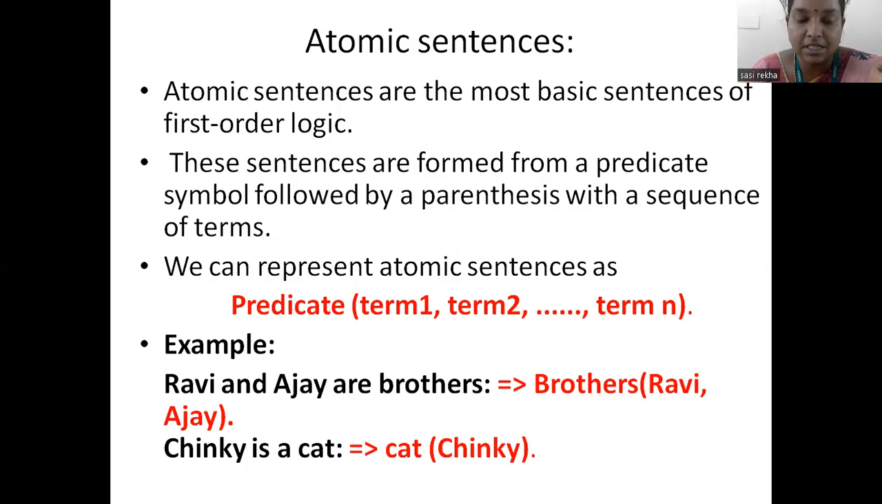This is a natural language statement, and it can be represented in FOL in the form of a predicate with n terms. The predicate here is brothers, and Ravi and Ajay are the terms. So this can be represented as brothers of Ravi, Ajay. And another: Chinky is a cat. This is a natural language statement, and it can be converted into cat of Chinky.